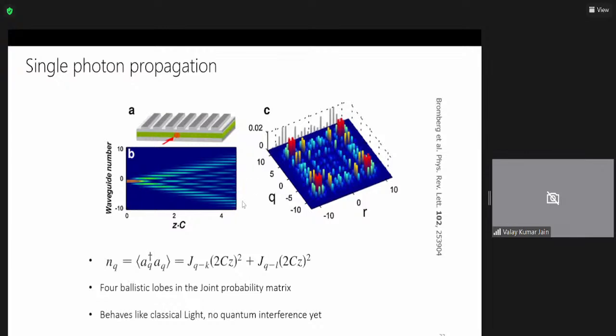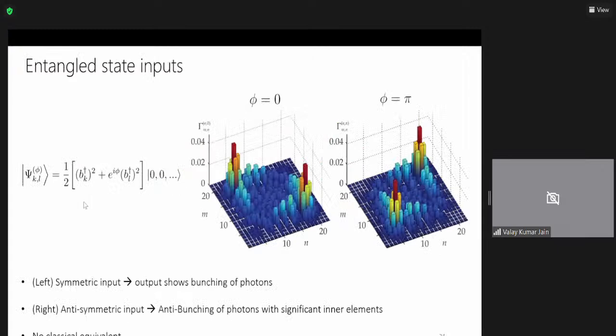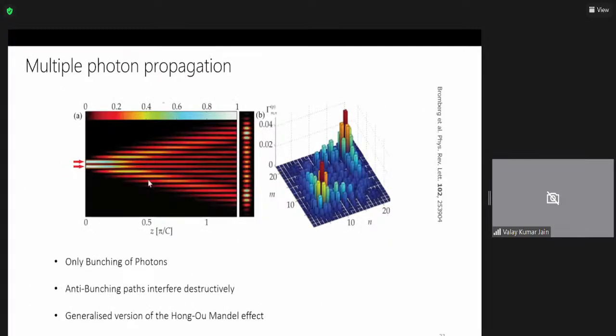In order to take care of quantum effects, I need to introduce two photons. If I inject two photons into this system now, what I will see is only bunching of photons. Either both the photons exit from here, or both exit over here, just like you saw in the quantum Hong-Ou-Mandel effect. They both want to exit from the same guide. Either it goes to the left side or it goes to the right side. Because this is bunching behavior, both the photons are sticking together, because all the paths corresponding to anti-bunching have destructively interfered here.